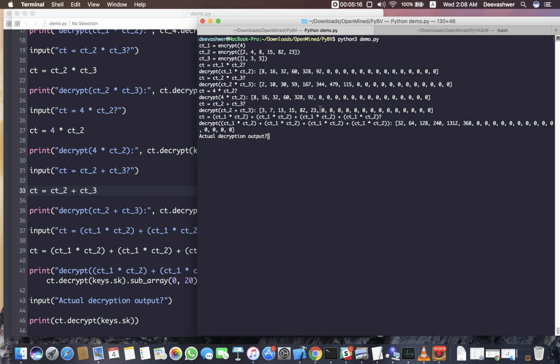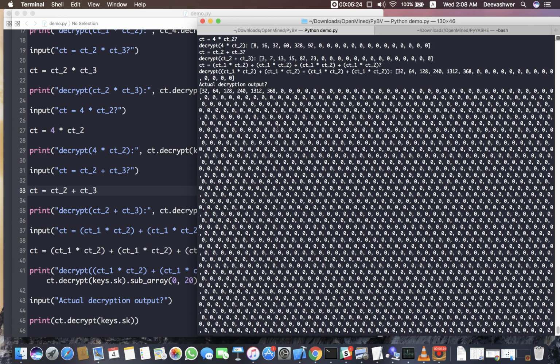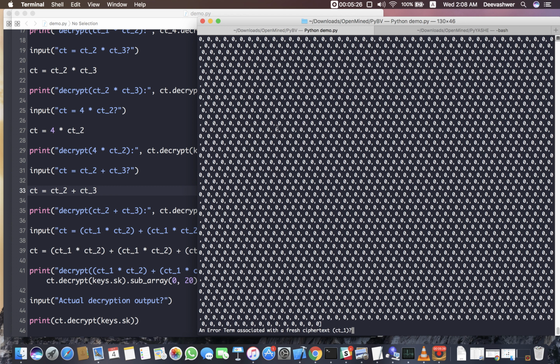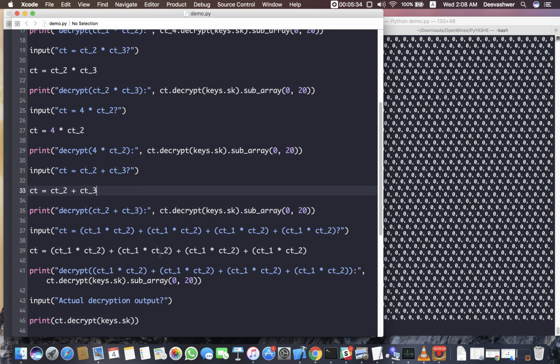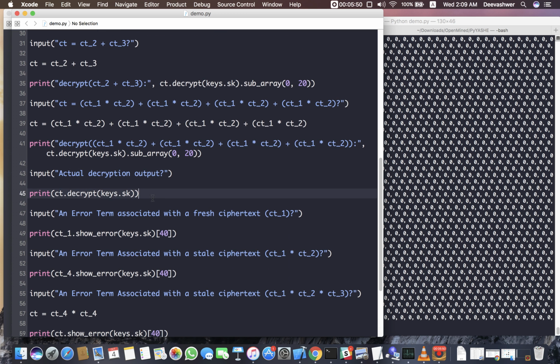Now let me show you the actual decryption output, what I actually get when I decrypt a ciphertext. A list of 2048 integers, because, as I told you, we can encrypt a maximum of 2048 integers in a single ciphertext. This is how you decrypt a ciphertext: cd.decrypt, it's that simple. I'm only outputting the first 20 integers because of the lack of space. This is the actual decryption output.